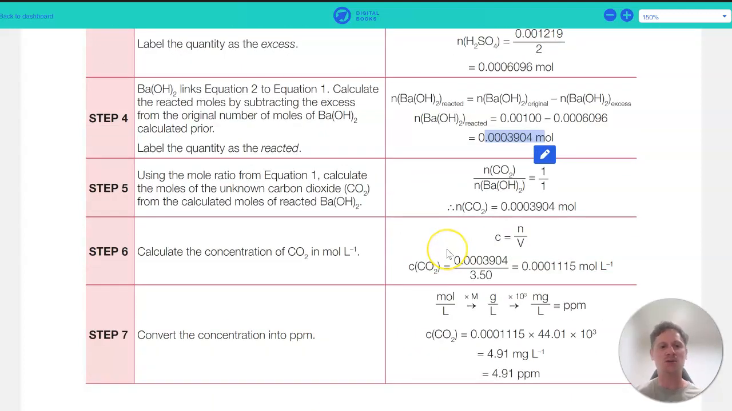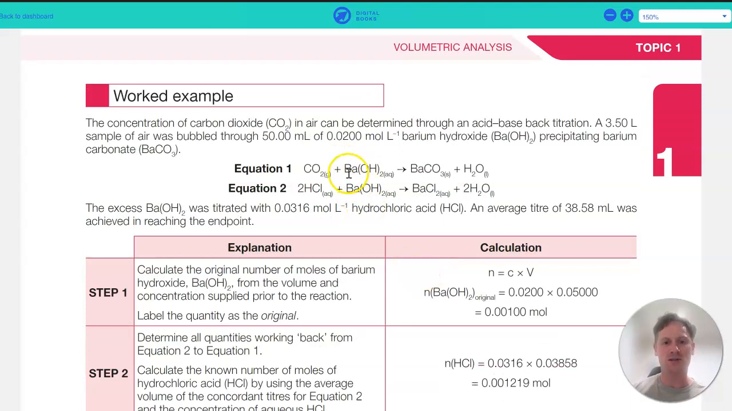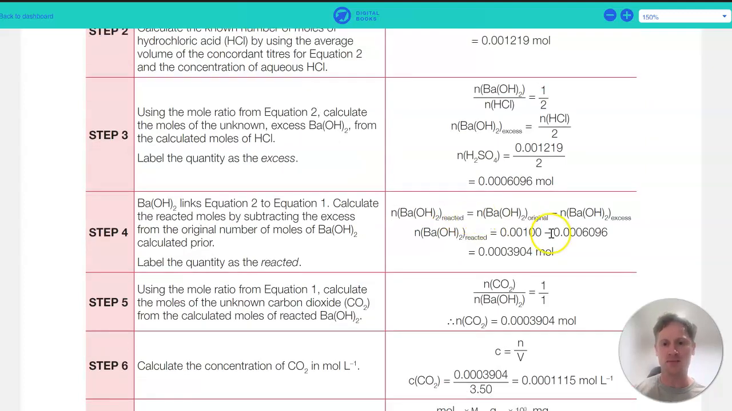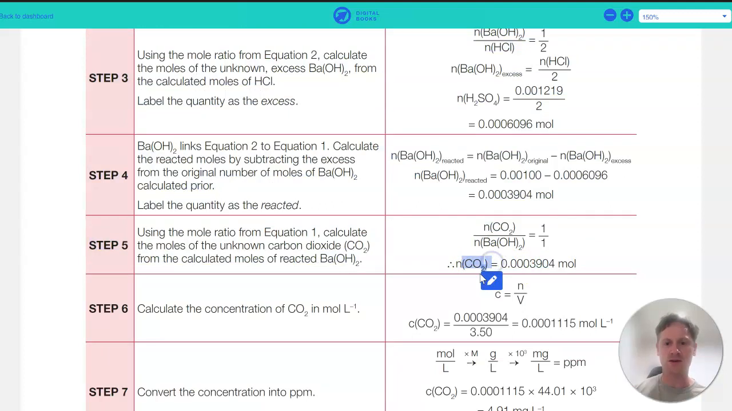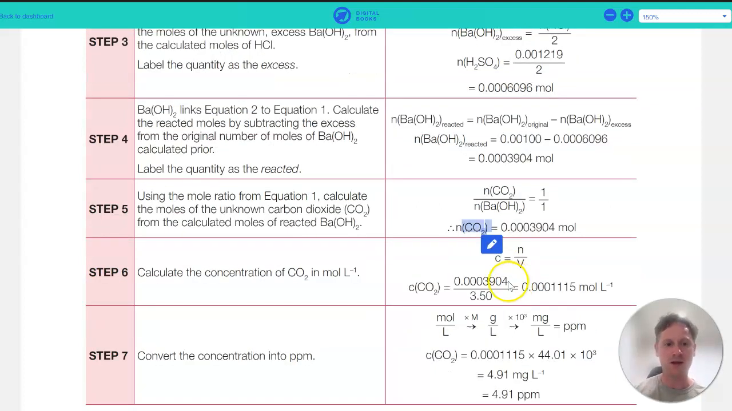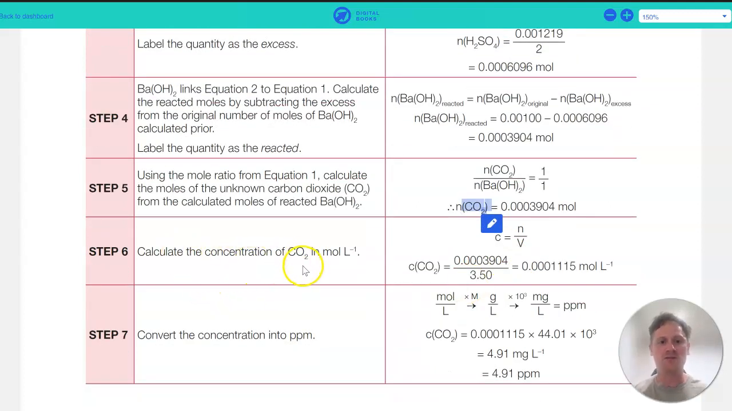Then we essentially do the same thing again. So mole ratio, in order to connect the reacting barium hydroxide to the reacting carbon dioxide. So 1 to 1, so it's going to be the same answer. Remember, always label number of moles of CO2, so label what you're doing. And then calculate the concentration of carbon dioxide in moles per litre. So we convert that into a concentration, number of moles divided by volume, gives you that molar concentration there.